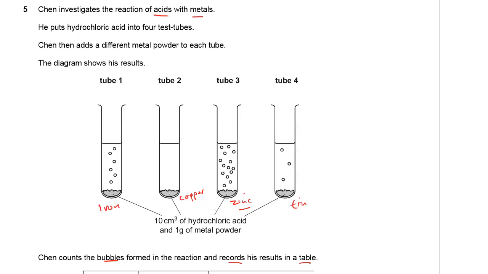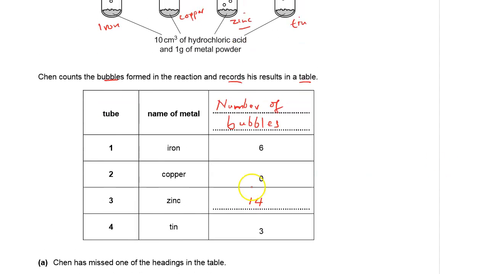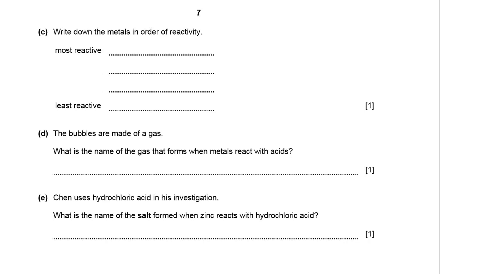Okay, so that was Chen with the bubbles experiment. C, write down the metals in order of reactivity. Start with the most reactive to the least reactive. The metal that has got the most bubbles is the most reactive. The one that has got no bubbles is the least reactive. So zinc tops there, followed by iron, which has got 6 bubbles. We have tin with 3 bubbles. Copper has no bubbles at all. So that's the reactivity.